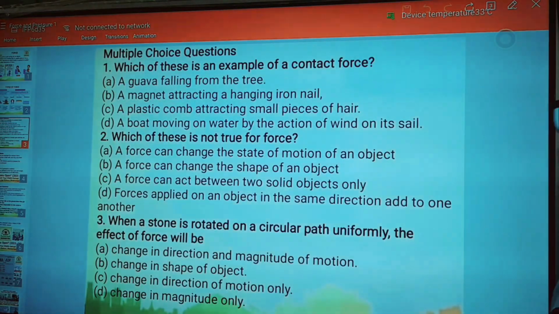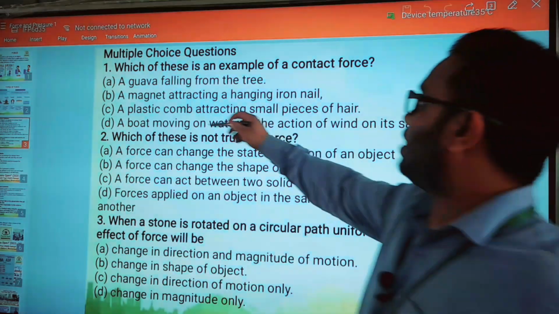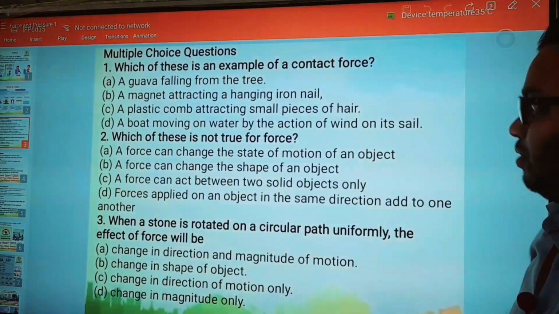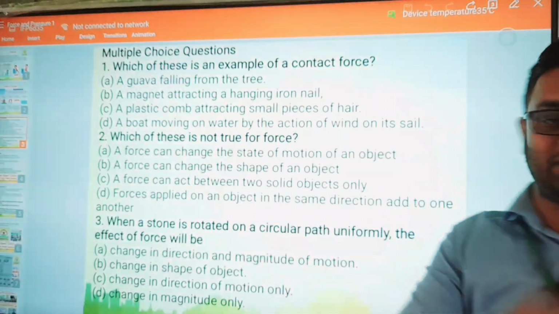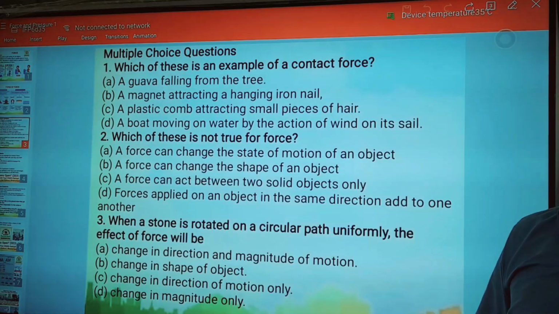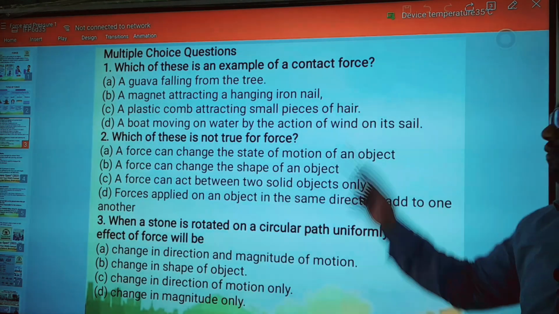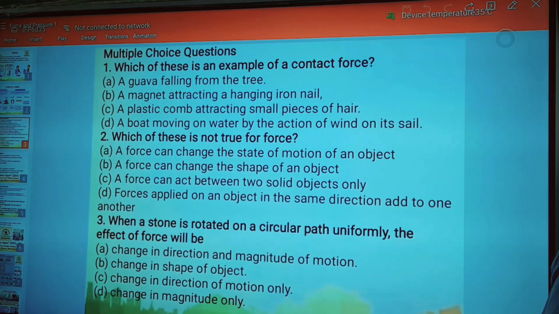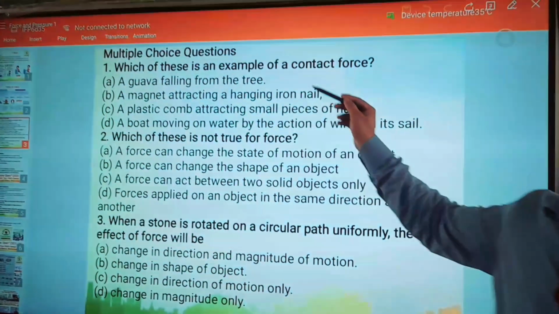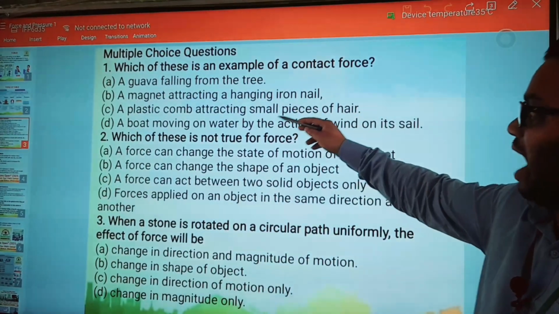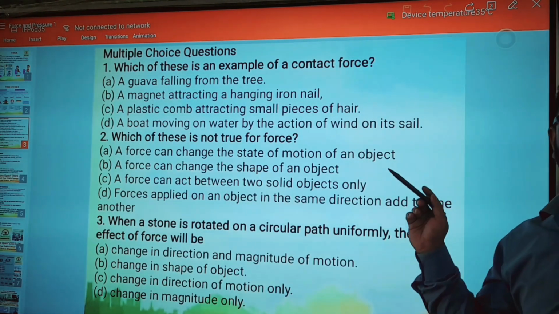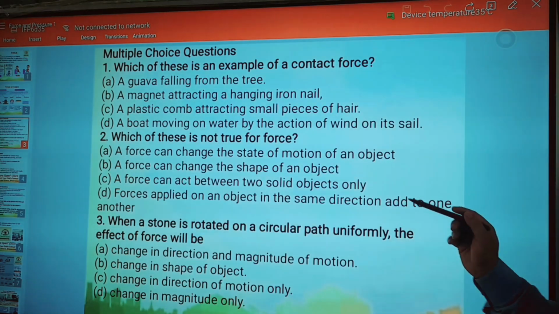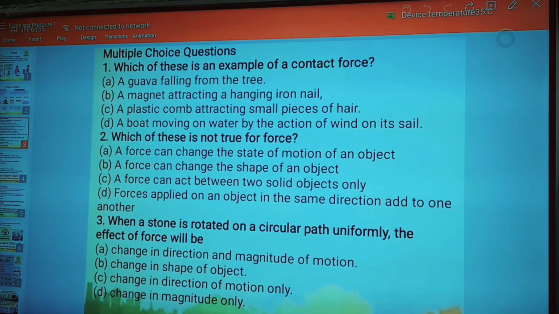So first, a multiple choice question here, MCQ. Which of these is an example of a contact force? So I want to call one name, and those students will answer. Okay, Sanvi, you say first. Contact force. A guava falling from the tree, a magnet attracting a hanging iron nail. Sir, option D, a boat moving on water by the action of wind on its sail. Okay, very good. So you sit.